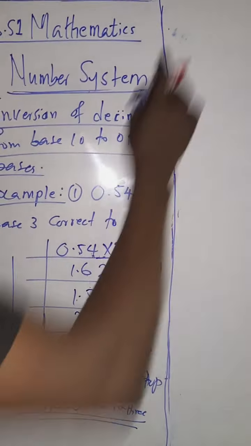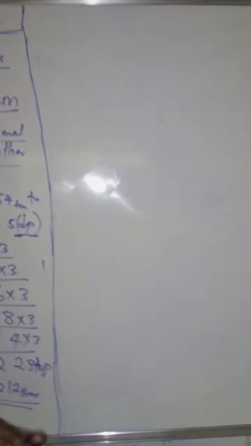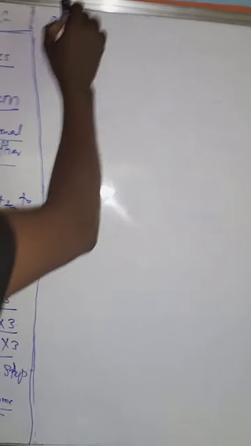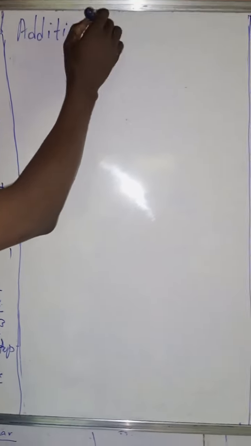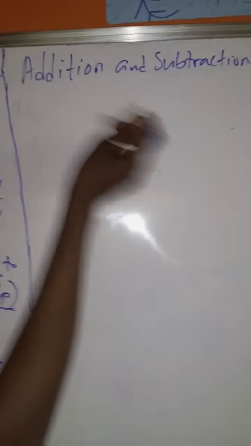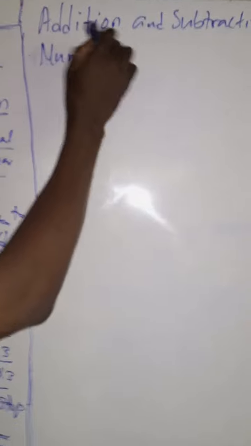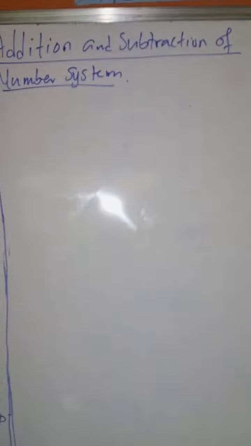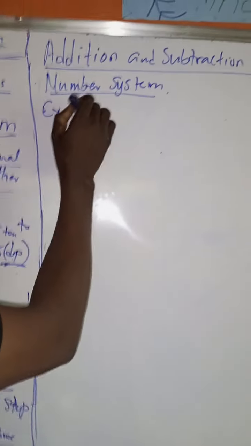Very simple. Now let's quickly go to addition and subtraction. I will only do one example because there are things that you have done. Addition and subtraction of number systems, don't let me say base 2, because it could be in any base.